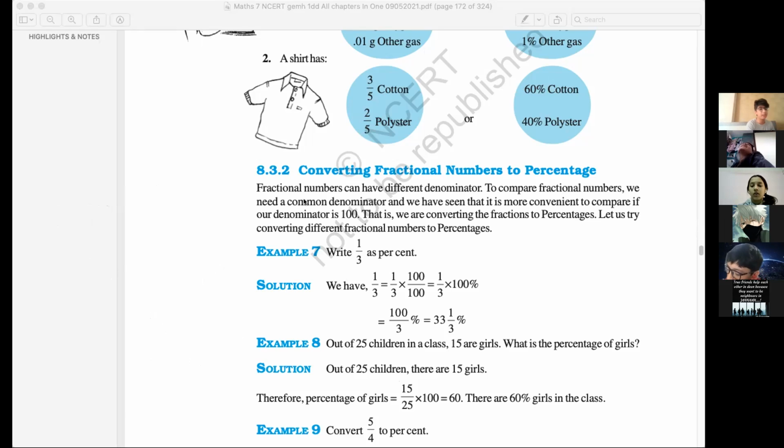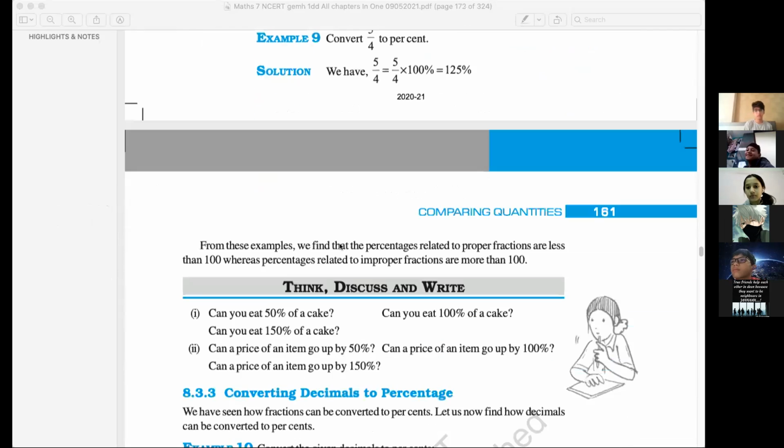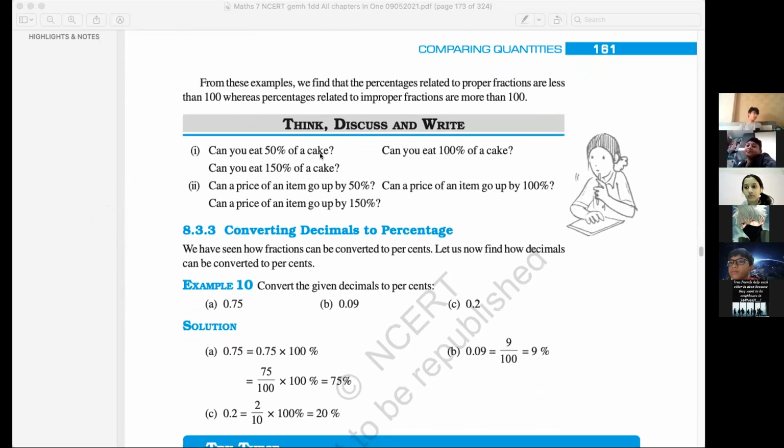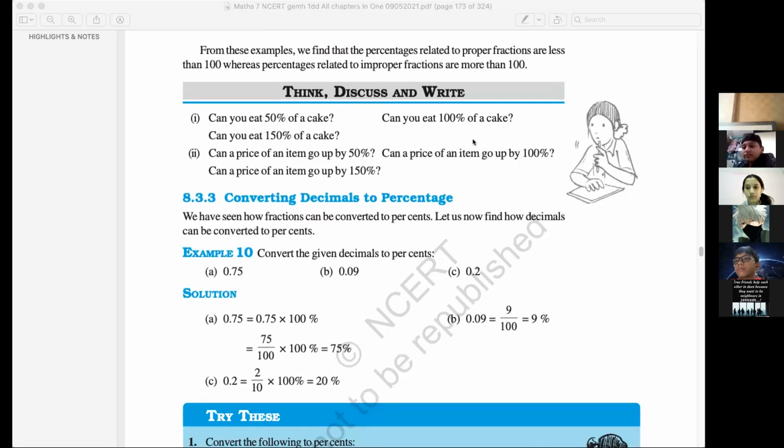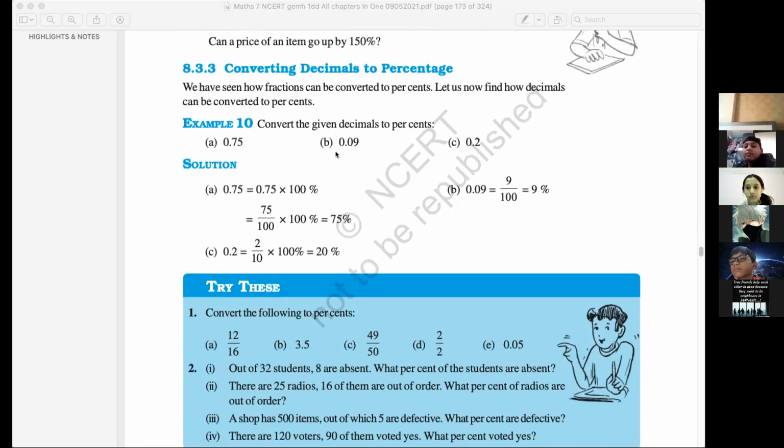Okay, so this way we'll do this exercise. Can you eat 50% of a cake? Can you eat 150% or can you eat 100%? Somebody can eat 100% of a cake also. Ma'am, if it's a muffin, then you can eat 100%. Convert the size of the cake.